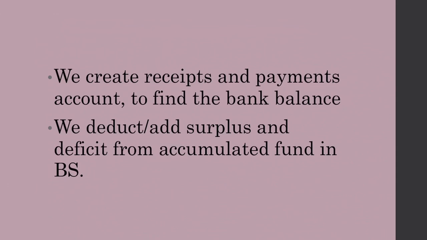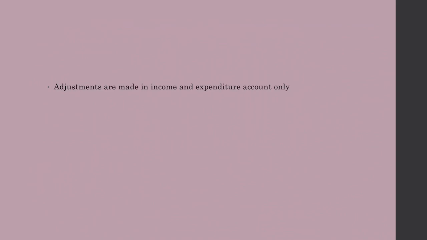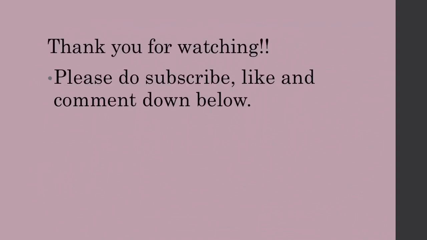The purpose of creating a receipts and payments account is to find the bank balance, and the purpose of preparing an income and expenditure account is to find the surplus or deficit for a year. We deduct or add that surplus or deficit from the accumulated fund in the balance sheet. Adjustments are made in the income and expenditure account only, and the receipts and payments account does not include any adjustment.